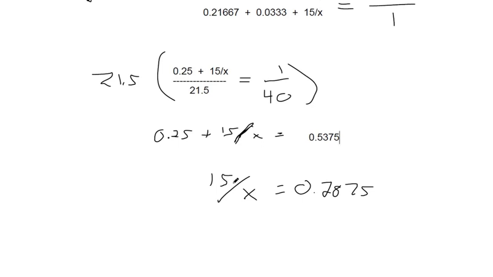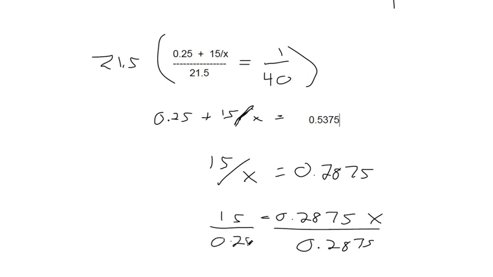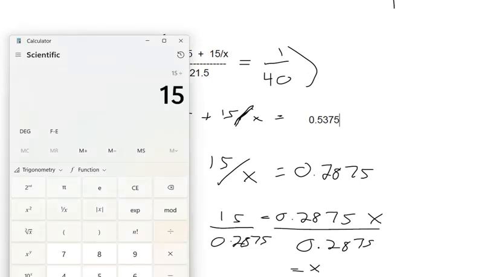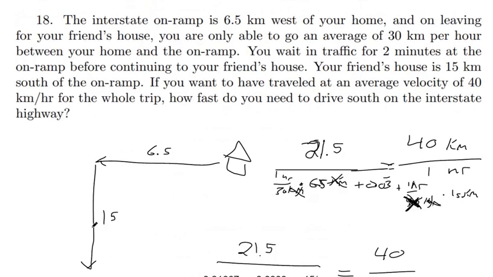We can't get x by itself if it's in the denominator. So instead we can multiply x to both sides. And then to get x by itself, you want to divide 0.2875 from both sides. So we got 52.17, which sounds about right. We got to go 52.17 kilometers per hour in this last part, so that the whole trip averages out to 40 kilometers per hour.